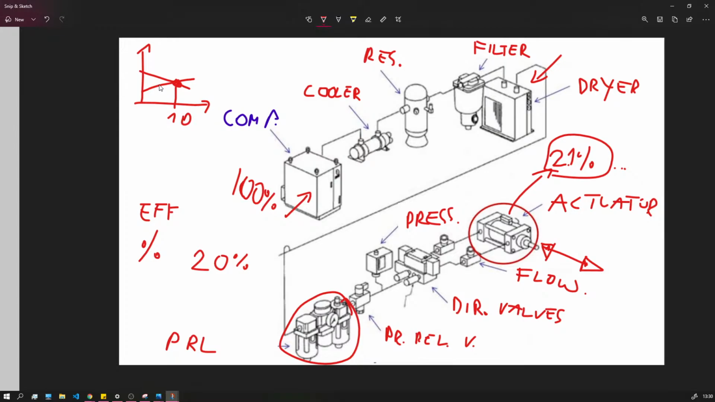If some component in the electrical system, for example the servo drive or the actuator itself, burns down and we have to change it, some thoughts about the compressed air system.